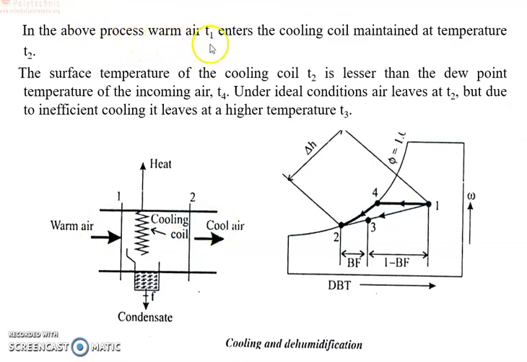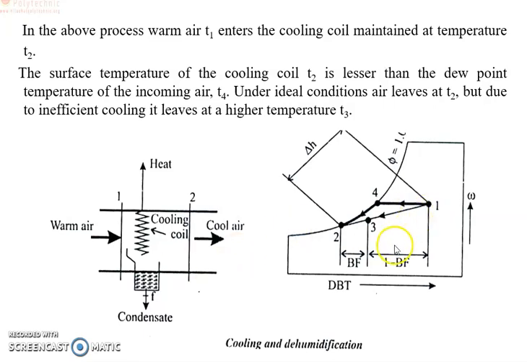Let's start the mathematical representation of the cooling and dehumidification process. Let the warm air at T1 enter the cooling coil and maintain the outlet temperature T2, and the surface temperature of the cooling coil T2 is lesser than the dew point temperature of the incoming air, that is T4. Under ideal conditions the air leaves at T2, but due to inefficient cooling it leaves at a higher temperature, that is T3.